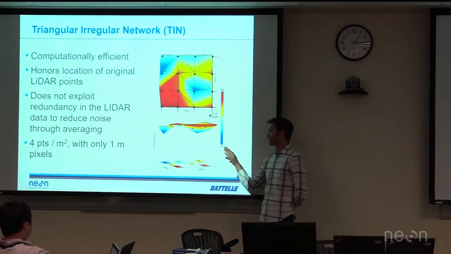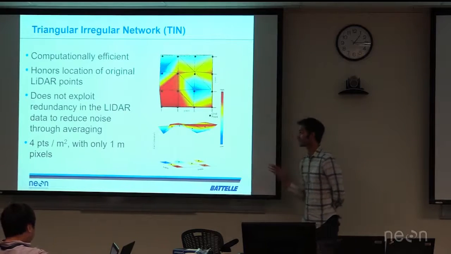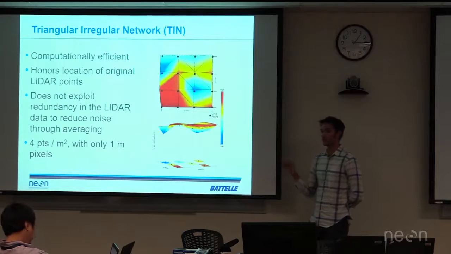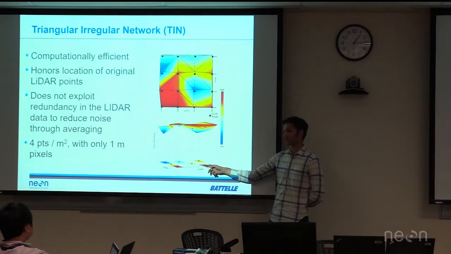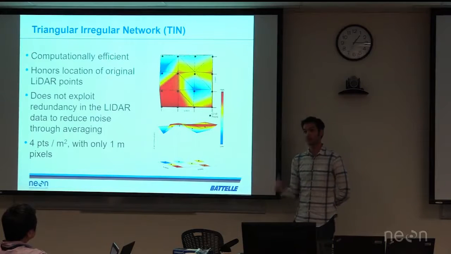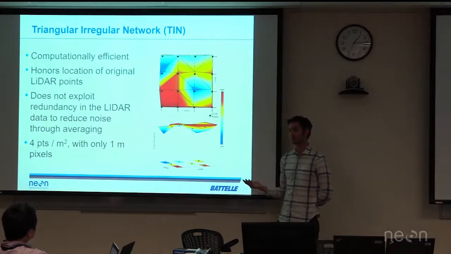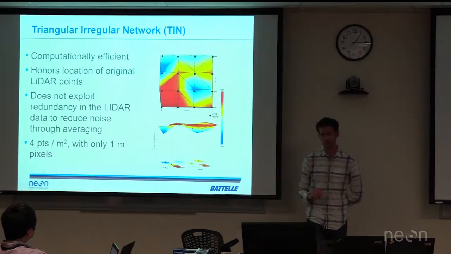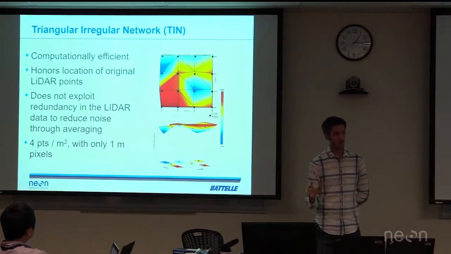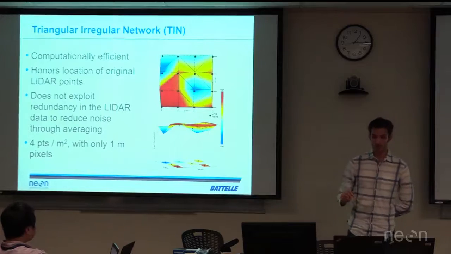The main downfall of the triangular irregular network is it doesn't exploit redundancy in the LiDAR data to improve your accuracy. You can imagine if you had multiple points within a single grid cell, it's not averaging those to reduce the error. You're just getting the elevation from the point that's closest to the center. We'll talk more about that later in the week during the uncertainty lessons.